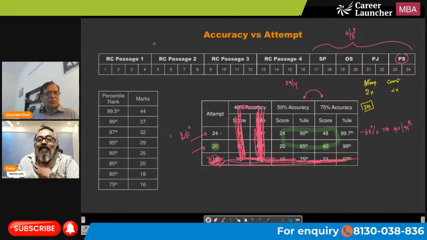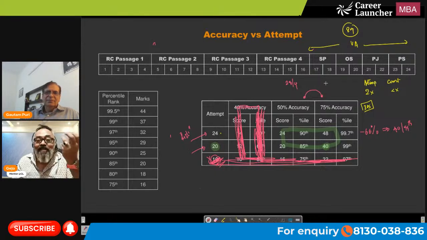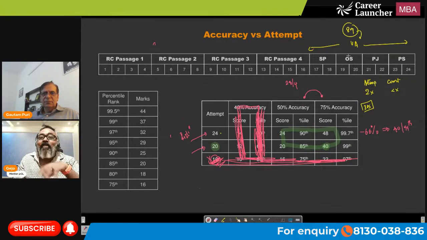Yes, correct. And another thing you have to understand about accuracy is that one of the things people miss out a lot is they have basically forgotten this VA exists. The VA is like 8 questions, 8 questions is 2 RCs. But you are not going to hit a very high percentile if your VA is a problem.